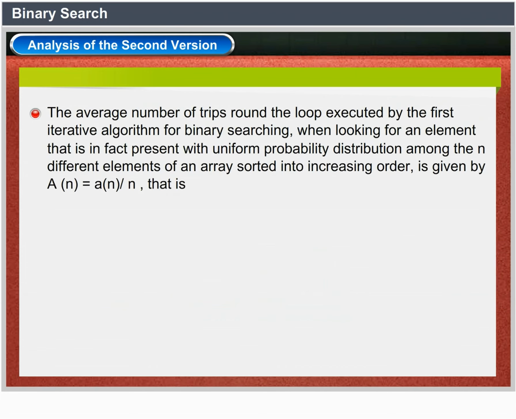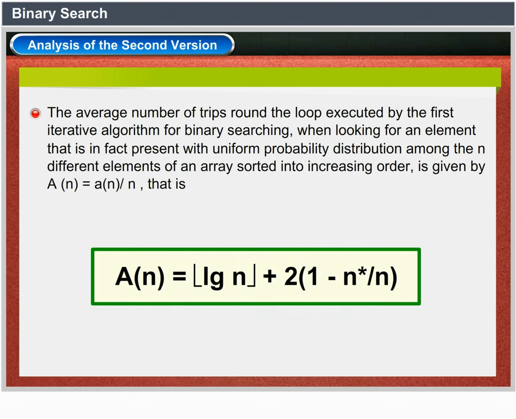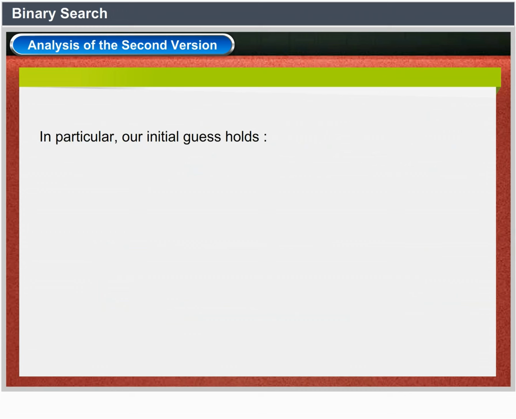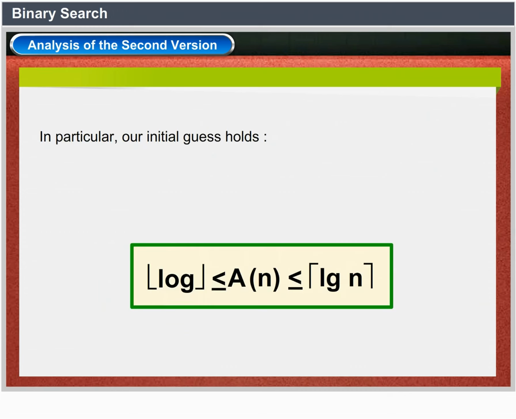The average number of trips round the loop executed by the first iterative algorithm for binary searching, when looking for an element that is in fact present with uniform probability distribution among the n different elements of an array sorted into increasing order, is given by A of n equals small a of n by n. That is, A of n equals floor of log n plus 2 into 1 minus n star over n. In particular, our initial guess holds: floor of log n less than or equal to A of n less than or equal to ceiling of log n.